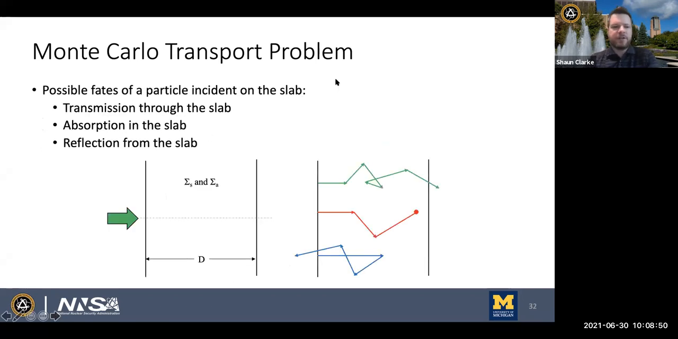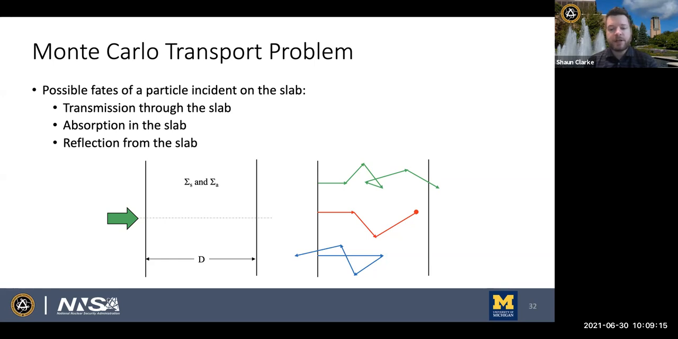So this graphic just shows a visualization of what we are talking about here. So transmission through the slab is one possible fate of the particle. That's shown by the green track there on the right. So the particles maybe scatter around a few times and eventually find their way out the back end of the slab. The red track would be an example of a particle being absorbed in the slab.